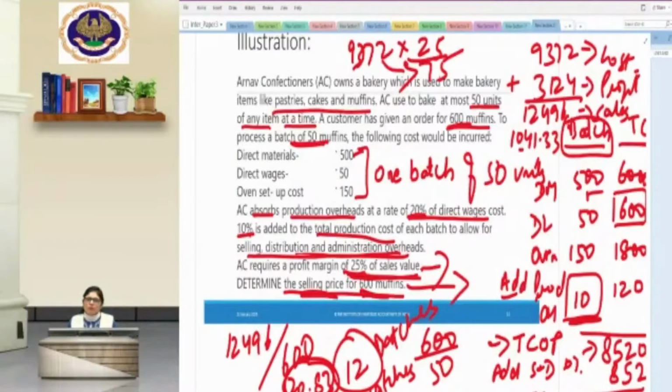Students, you have to see cost per batch will come under the cost per batch column only. You have to calculate. Your final answer is 20.83, but 1041.33 will be included in the column of cost per batch. Clear? Now I'll be showing you the final answer.